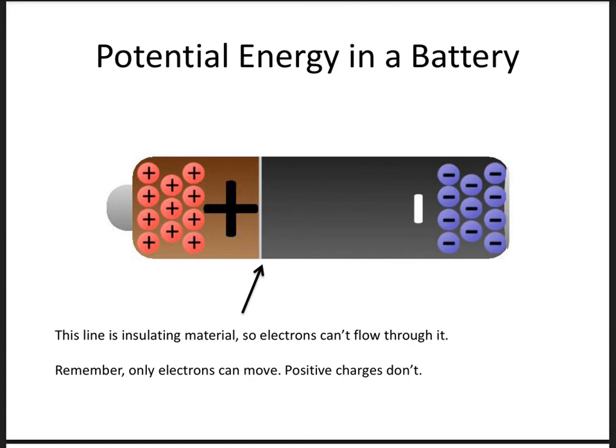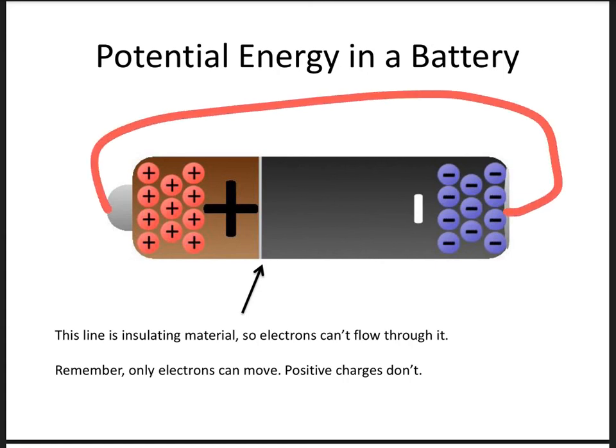We could convert this from a potential electrical situation to a current situation. We can make the current flow by just attaching a wire between here and here. If we do that, now the electrons will flow towards the positive charge. They won't be able to go through the insulating barrier right here, but they will be able to move along that wire because wires are conductors and they'll allow the electrons to flow right through it.